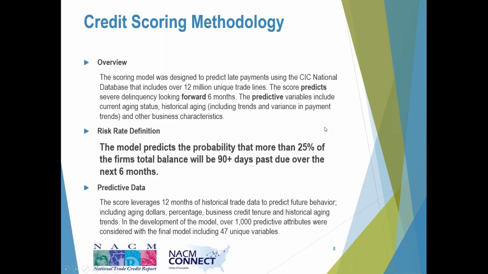And that's really important, because what our members have told us is they want to know: is this company going to pay their bills or not? And are they paying their bills? So it's a predictor that takes a look at the last 12 months of their payment habits, evaluates that, and predicts whether they're going to be paying their bills during the next 6 months. And here's the key definition. The model predicts the probability that more than 25% of the firm's total balance will be 90 days plus past due over the next 6 months. So that's the key point to remember when looking at this score.